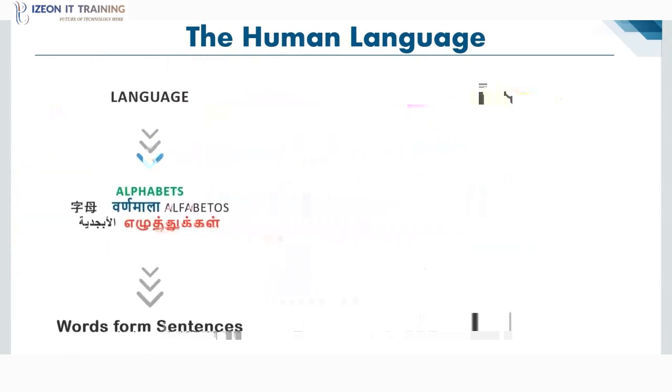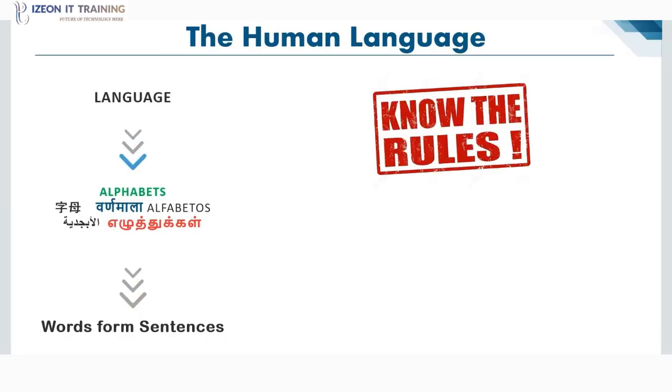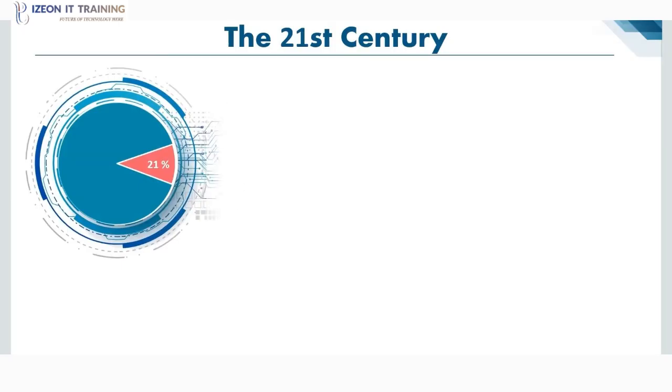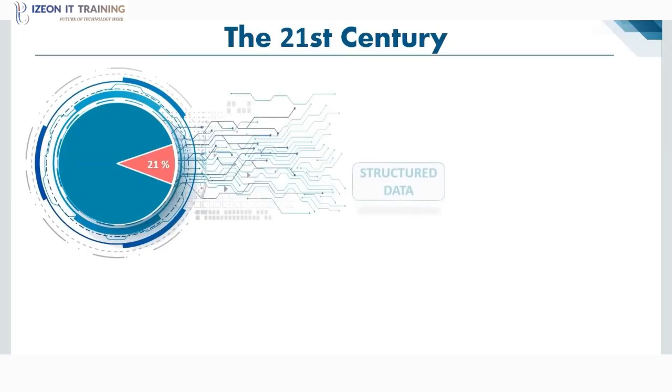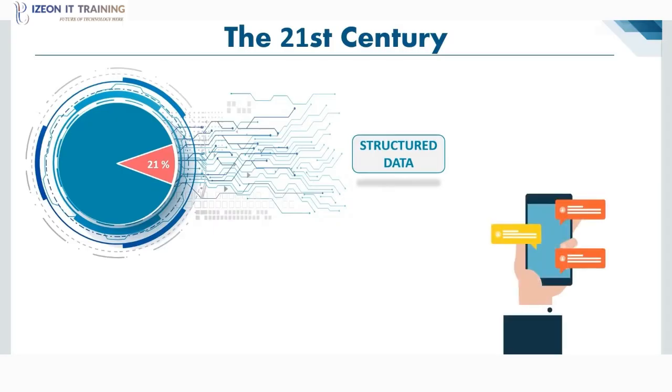Now, each language has a set of rules that is used while developing these sentences, and these rules are also known as grammar. Now, coming to today's world, the 21st century, according to industry estimates, only 21% of the available data is present in the structured format. Data is being generated as we speak, as we tweet, as we send messages on WhatsApp, Facebook, Instagram, or through text messages. And the majority of this data exists in the textual form, which is highly unstructured in nature.